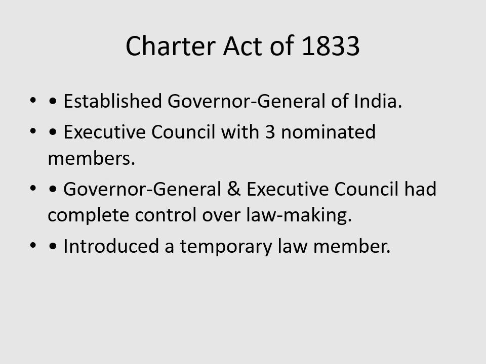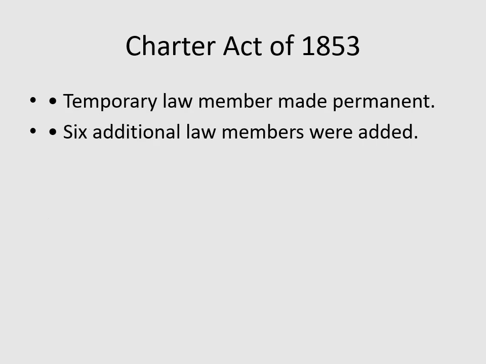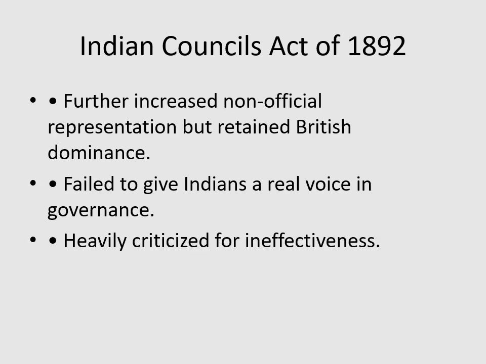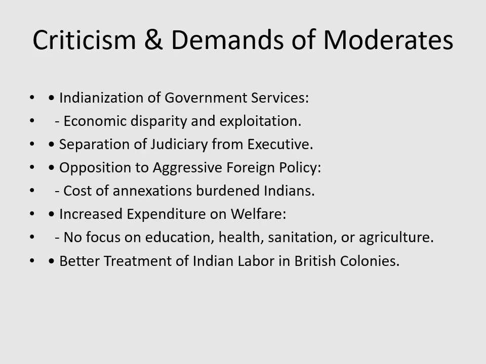It introduced a temporary law member, and in the next Charter Act of 1853, the temporary law member was made permanent. Six additional law members were also added. In 1861, one more executive council member was added, and the law members' number increased to 62, as we have already seen. We have also seen how the Indian Councils Act faced heavy criticism for its ineffectiveness.